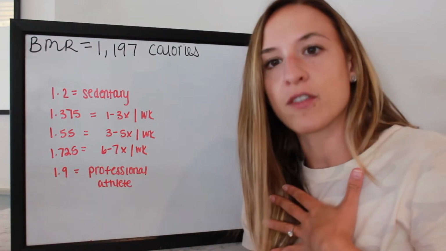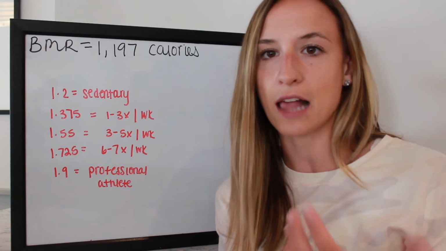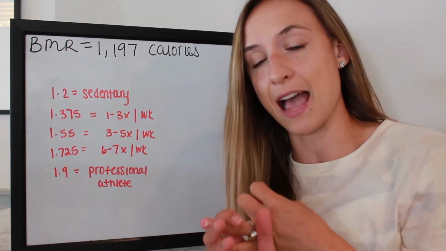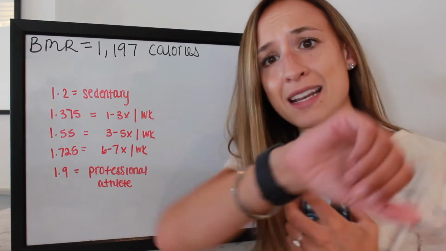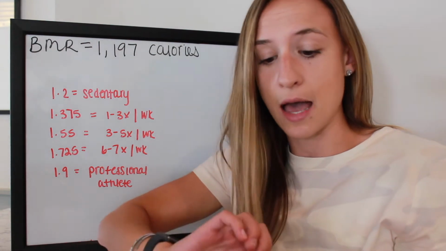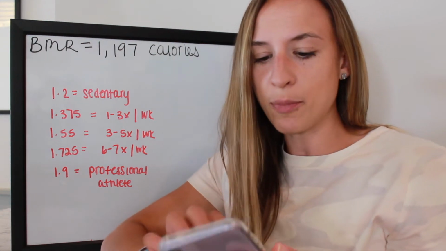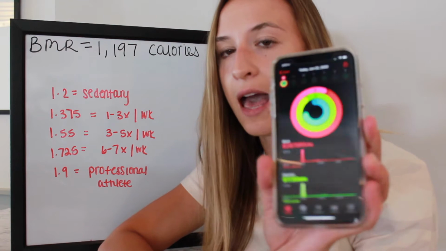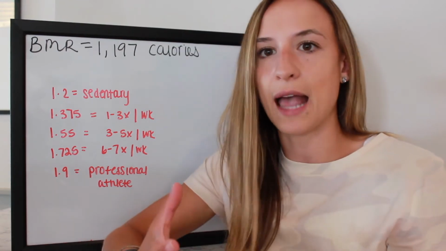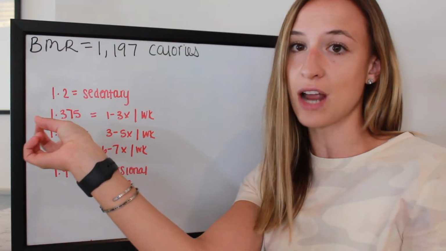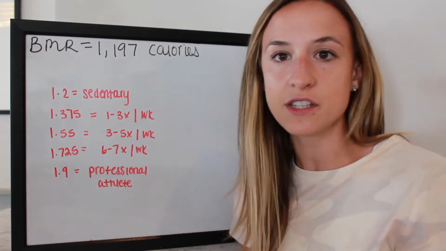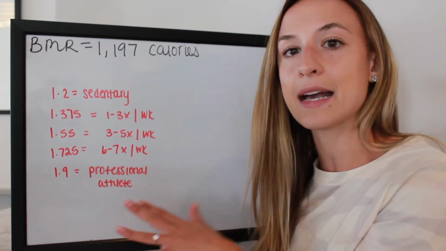My personal favorite way to track my total calories, which includes my BMR and my active calories, is through my activity app using my Apple Watch. The Apple Watch has this great activity app, and it tracks your total calories, including your BMR and your active calories. But for the sake of this video, let's just do it the old school way and do a calculation.